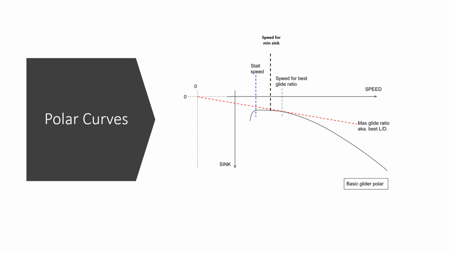The two axes under which the curve is drawn, a glider is always descending in still air, are airspeed on the horizontal, x, axis, and descent rate, or climb, on the vertical axis. Three different airspeeds can be determined from a glider's polar curve: the stall speed, the speed at which the glider is sinking least fast, known as min sink, and the speed to fly for the most efficient and therefore the furthest glide.